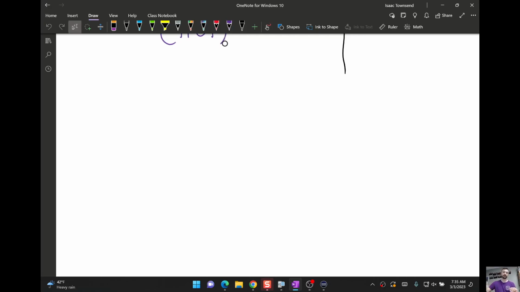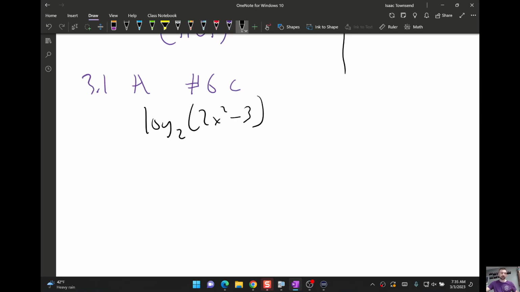On form A, question 6, I mean C. 6C? I thought maybe it wouldn't work. Okay. So log base 2 of 2x squared minus 3 equals log, or sorry, log base 5.